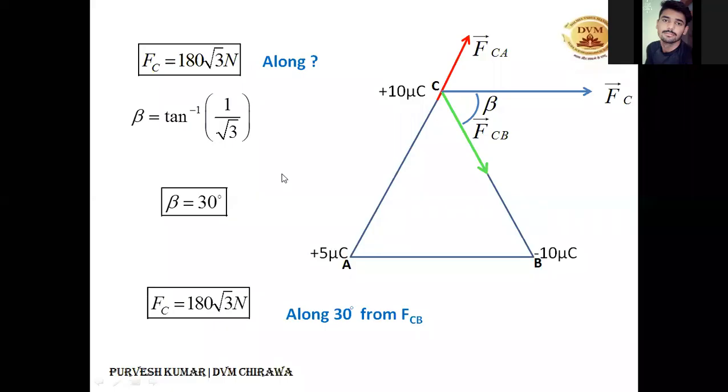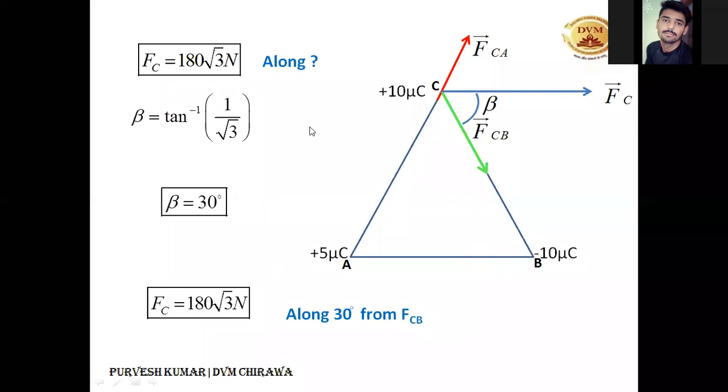So this was my first question in which I have found out the resultant force on the charge placed at C due to the other two charges. Remember one thing, when you are doing these kind of questions, please also mention the direction of the resultant. If you are just finding the magnitude, the question is incomplete because vectors always come along with the direction.